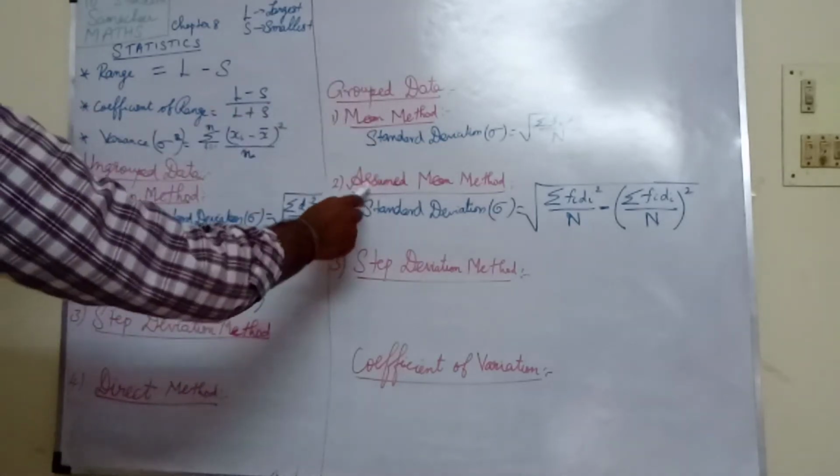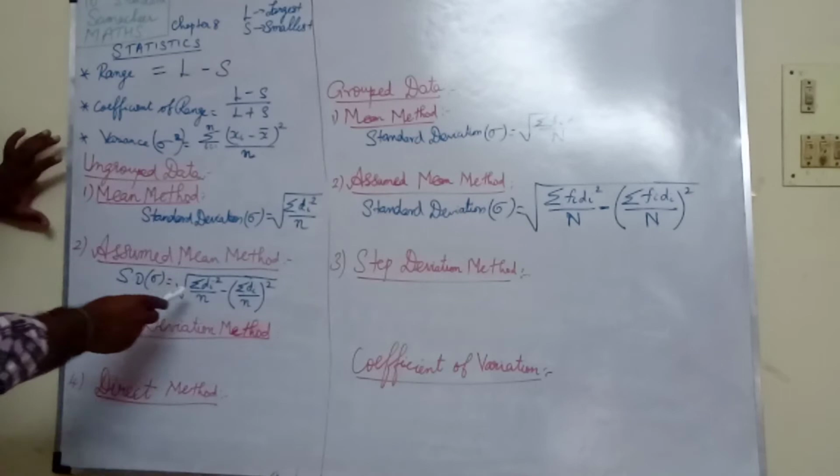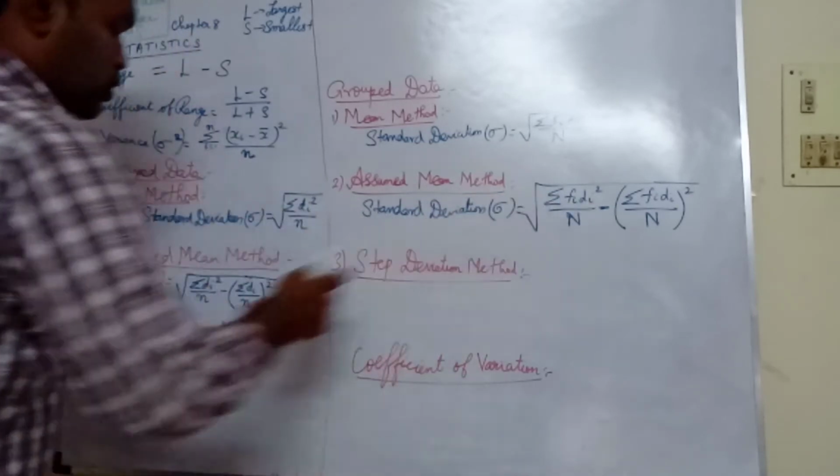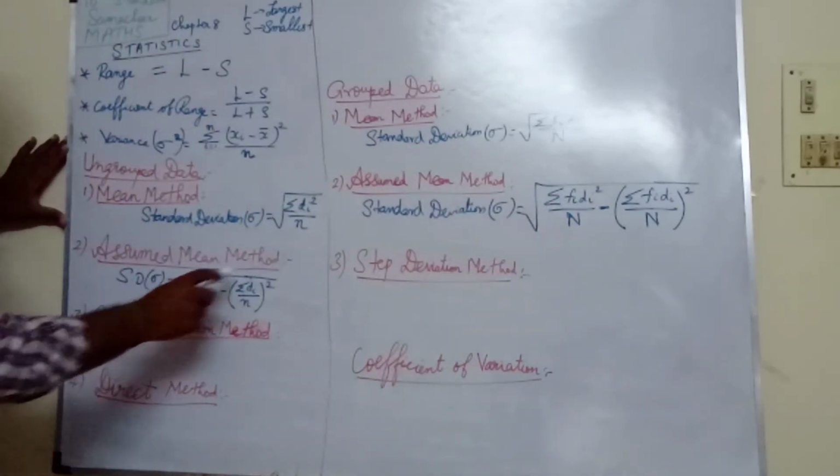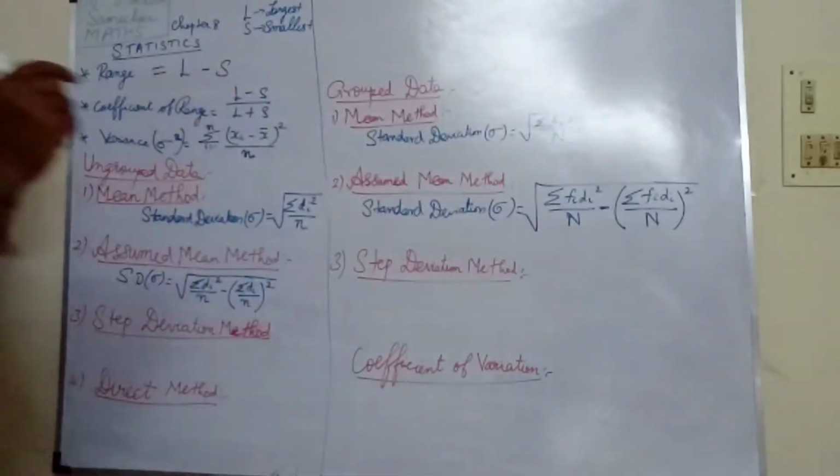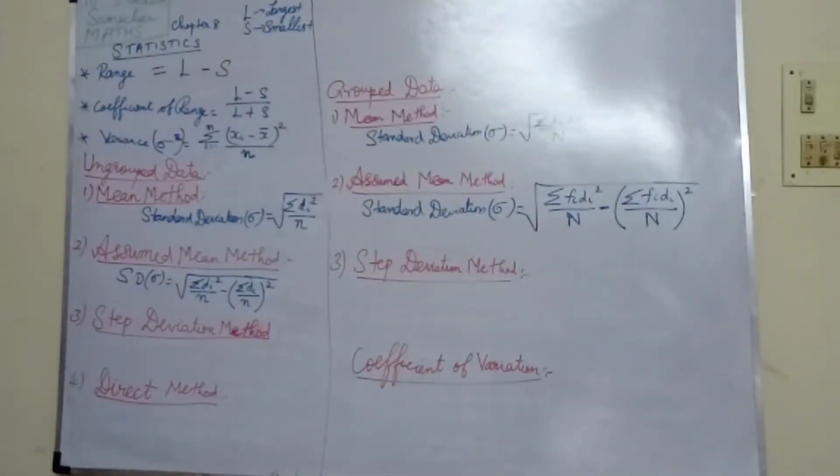Likewise, under the grouped data in the assumed mean method, what we need to mention? Sigma fi dA square. Here we need to multiply with fi. Here also we need to multiply with fi. So likewise only we need to solve it for the assumed mean method.